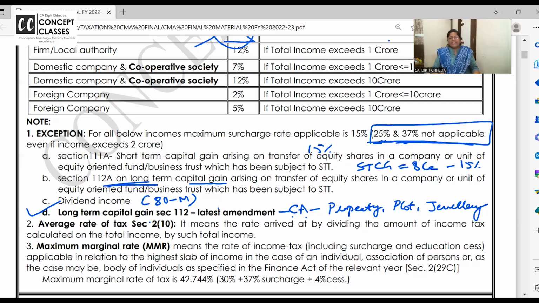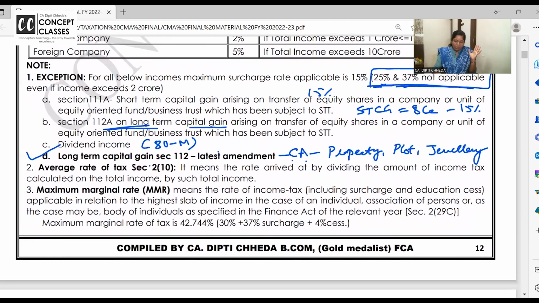So here we complete the tax rates, with surcharge, with cess. The concept of surcharge is important. This is asked in exam and MCQs. MMR, maximum marginal rate of tax.